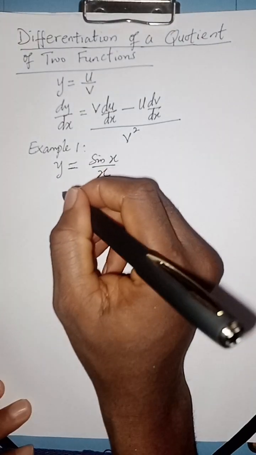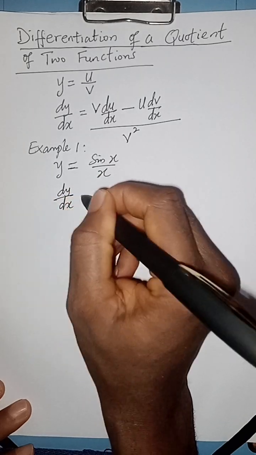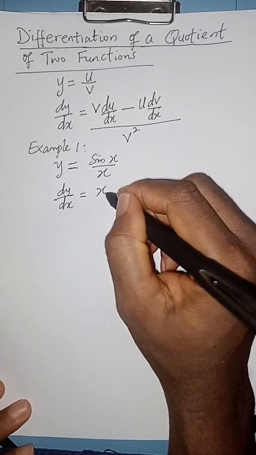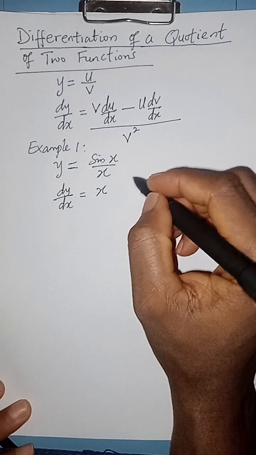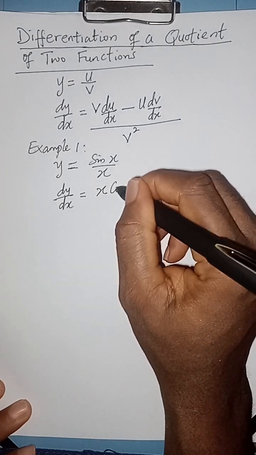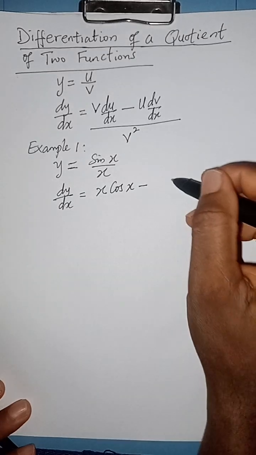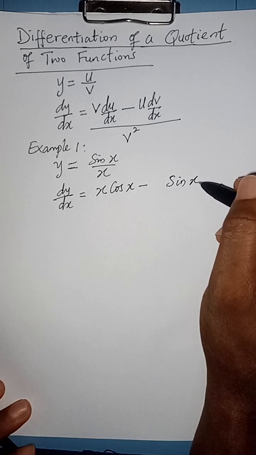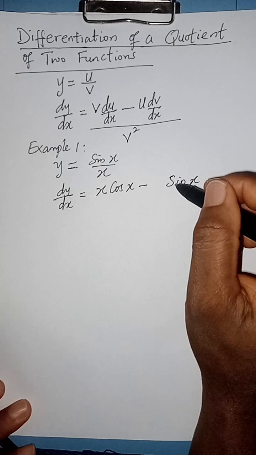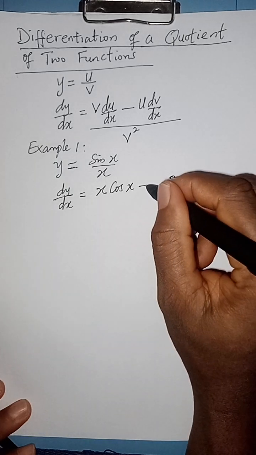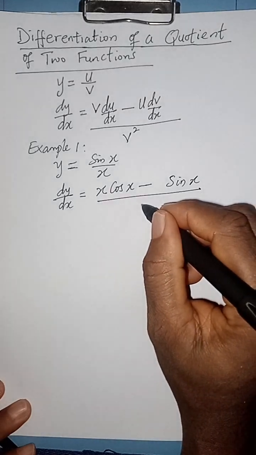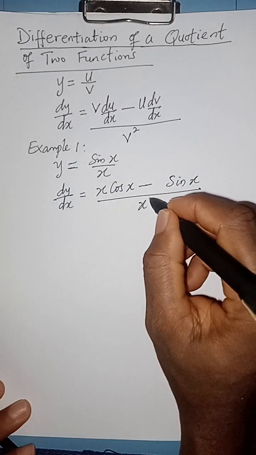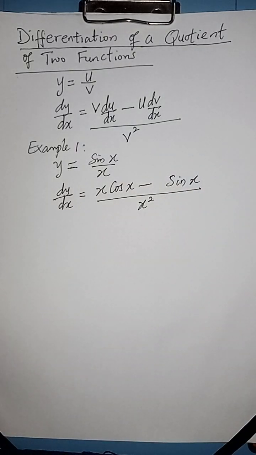Follow the principle. dy/dx will be, keep the v constant. The v is the denominator, which is x. Differentiate sine x. Remember, if you differentiate sine x, the standard derivative, it is cos x. Minus, then keep sine x constant, and differentiate the v, which is the denominator, x. If you differentiate x, it's 1, so you can choose not to write it. Divide by v squared, which is the denominator. The denominator here is x, so x squared. This is the solution to the question.